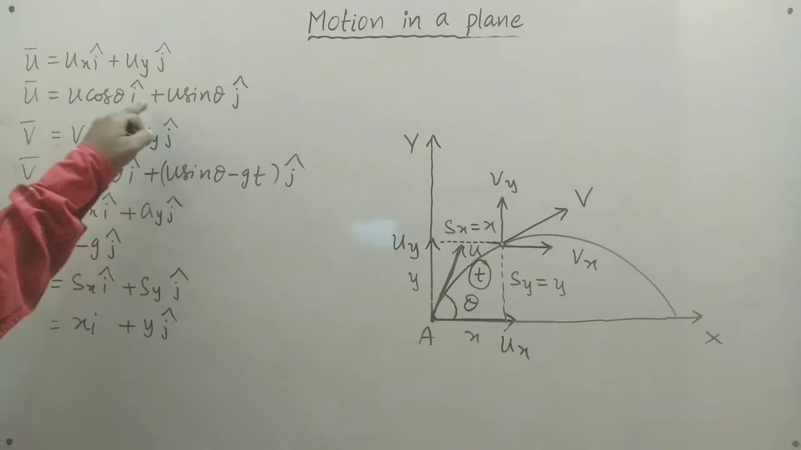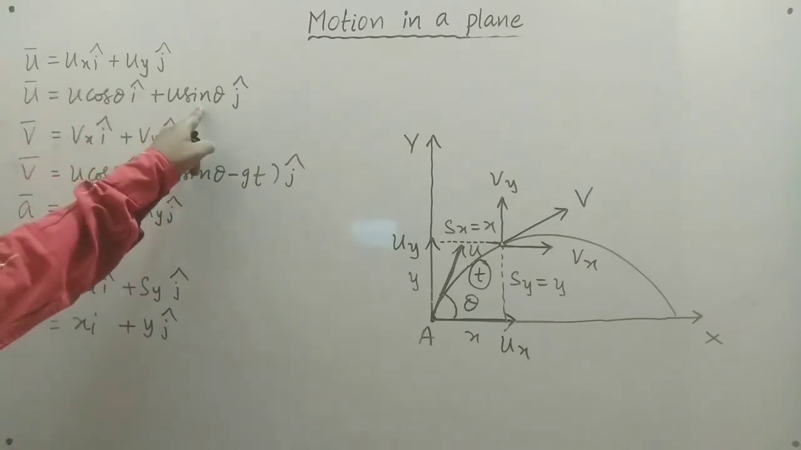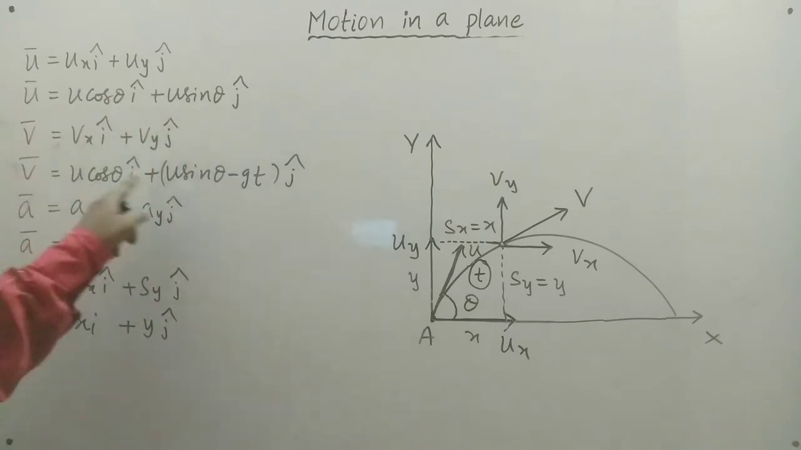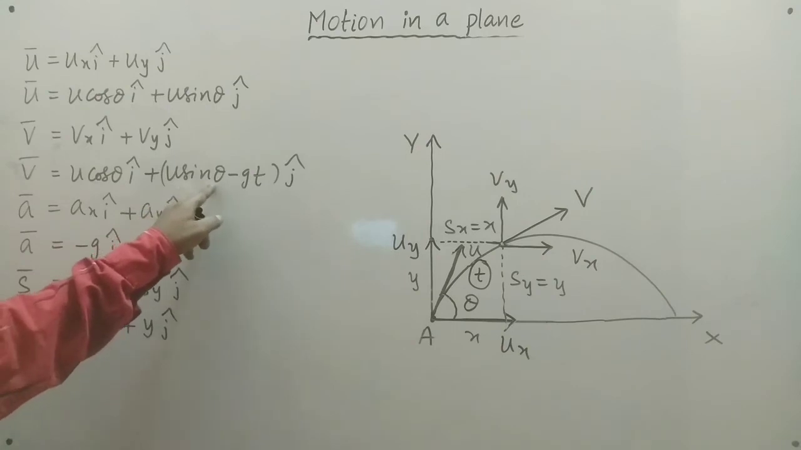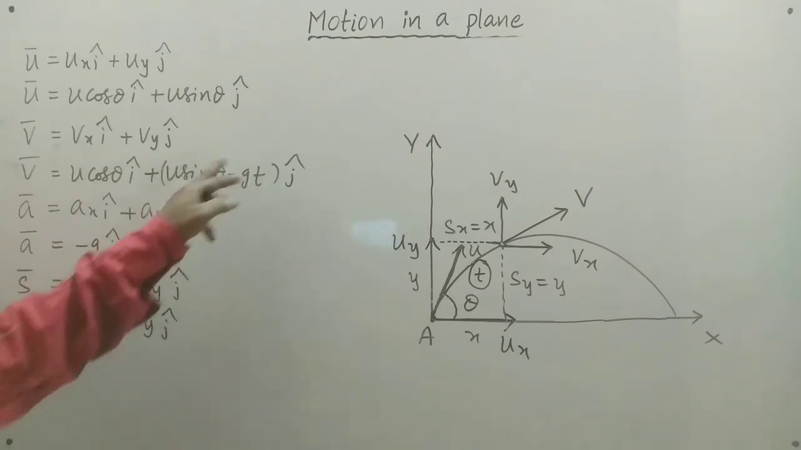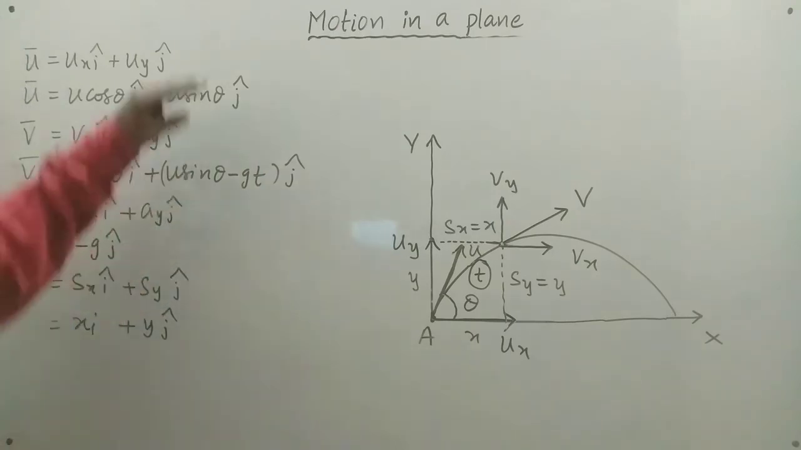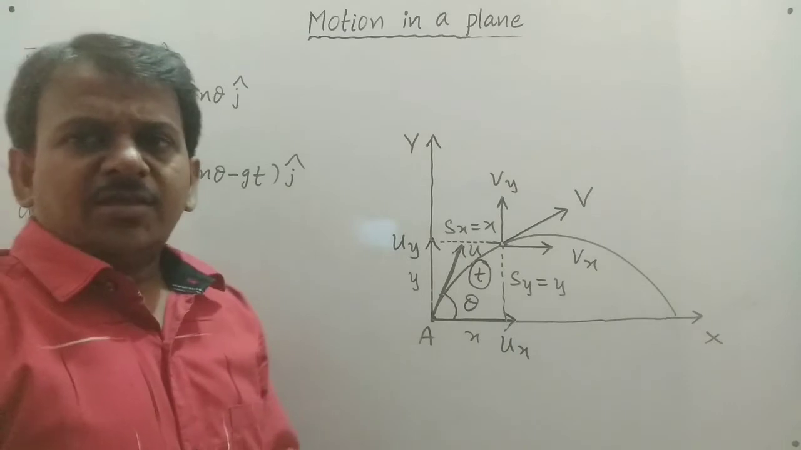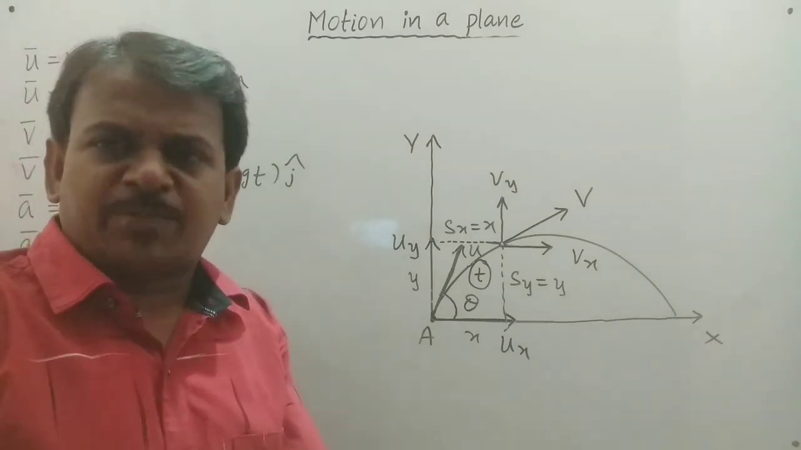Right. How to find magnitudes? Use vector concept, that is magnitude formula. We will get magnitude of this u: root over u square cos square theta plus u square sin square theta. For v: root over u sin theta minus gt whole square plus, it is g, yes, and for displacement root over x square plus y square. So this is about initial velocity, final velocity, acceleration and displacement.